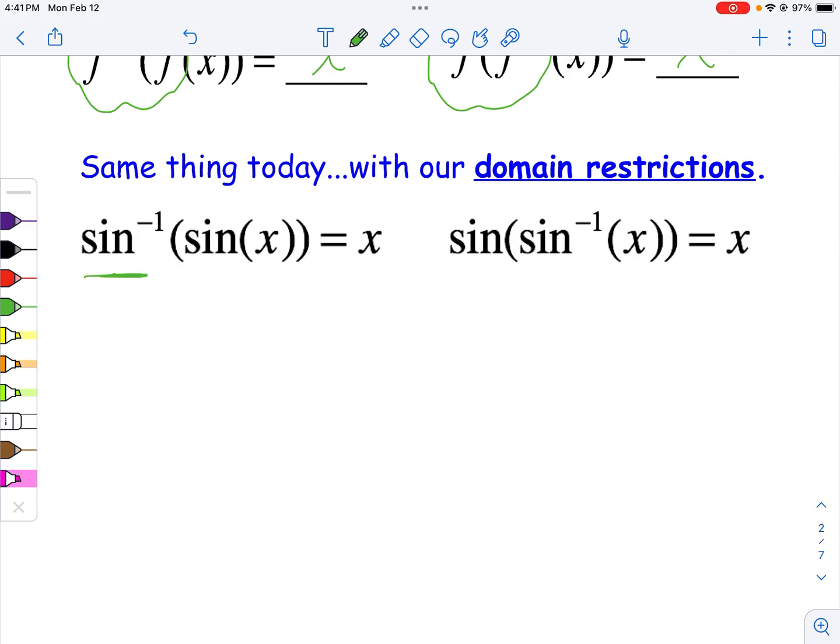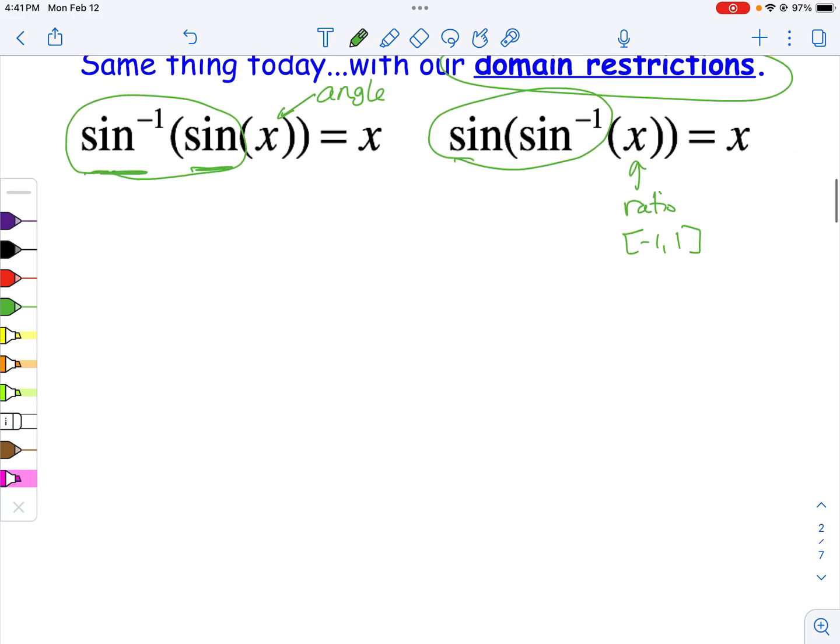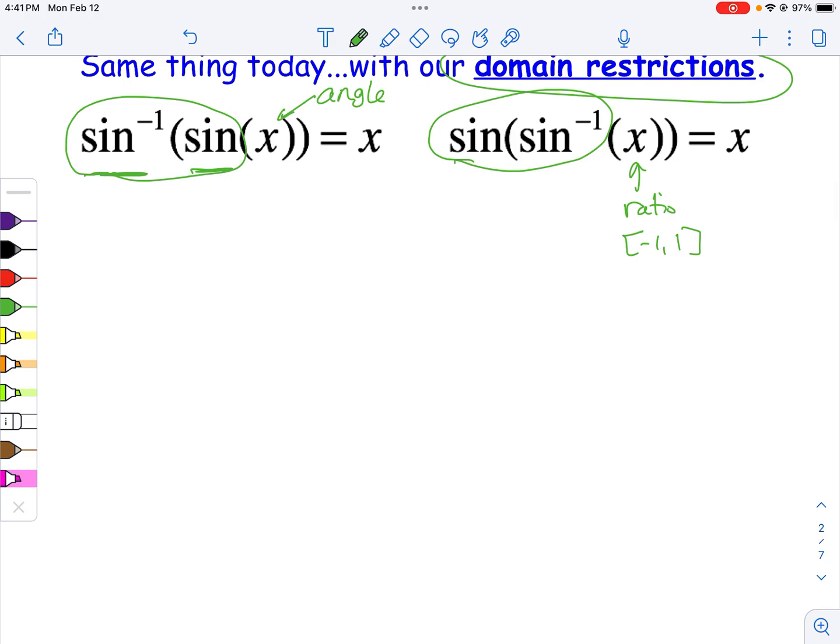If we have sine inverse of sine, one of the things we have to remember is that anytime we have sine, it has to be followed by an angle. As long as that angle is within our domain restriction for sine, these two will undo each other and we'll end up with just the angle. Anytime we have sine inverse, like in our homework the last couple days, that has to be a ratio. As long as that ratio for sine is between negative 1 and 1, then those will undo each other and our answer is just that value. Same thing happens for cosine and tangent. It has to be within those restrictions.